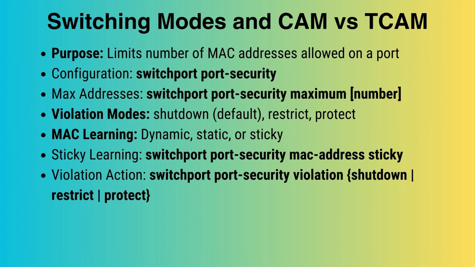IP Source Guard filters IP traffic based on the DHCP snooping binding database, preventing IP address spoofing by ensuring that devices use only their assigned IP addresses. Storm Control protects the network from traffic storms caused by excessive broadcast, multicast, or unknown unicast traffic. It allows you to set thresholds and actions to take when traffic exceeds these thresholds, such as shutting down the port or sending an alert. Implementing these security features enhances the overall security and integrity of your network, protecting it from various threats and ensuring reliable network operations.